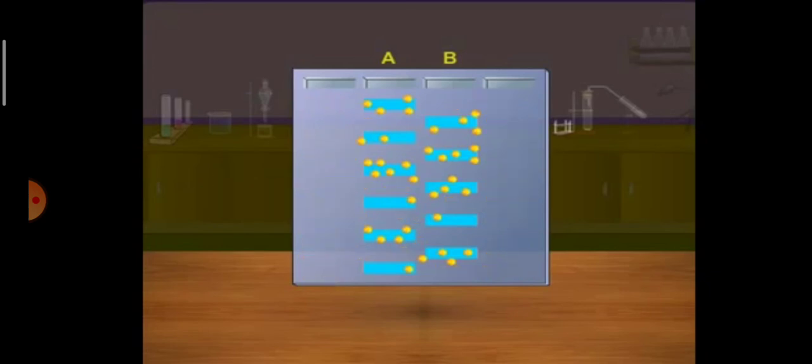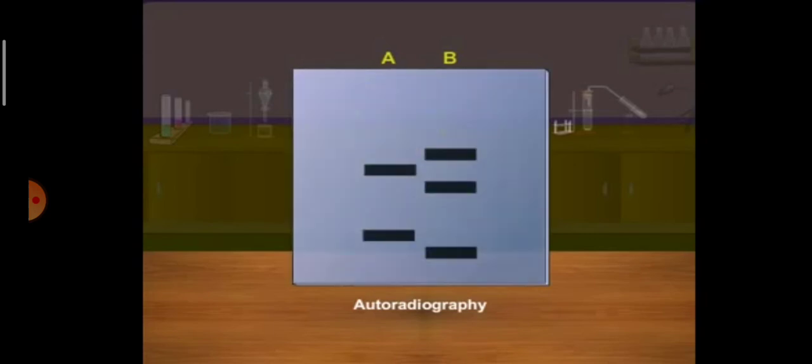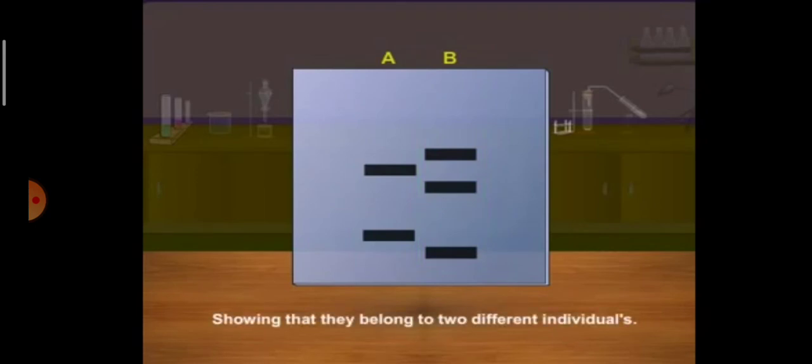The hybridized DNA fragments are detected by using autoradiography. Radioactivity from the probes produces dark bands that correspond to the position of VNTRs. As seen in the image, the two samples A and B have different patterns of bands, showing that they belong to two different individuals. This way, we complete our entire chapter, molecular basis of inheritance.